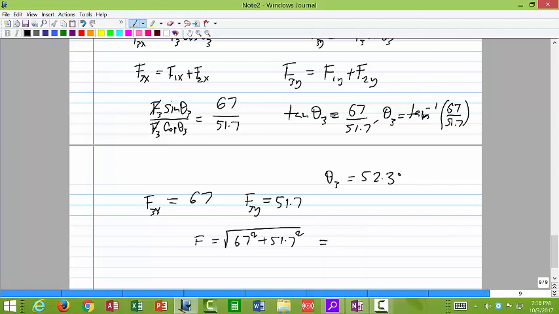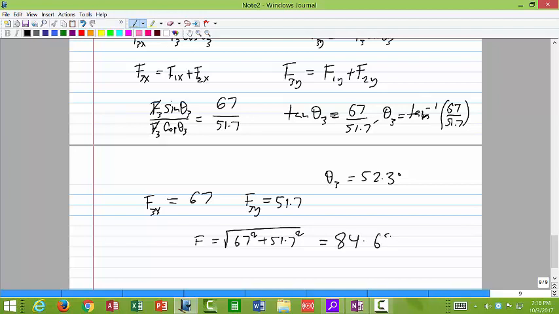I think you can do it that way. That will make it simple. Okay. So 67 squared plus 52 squared, take the square root. Okay, so what does that give us? 84.62.